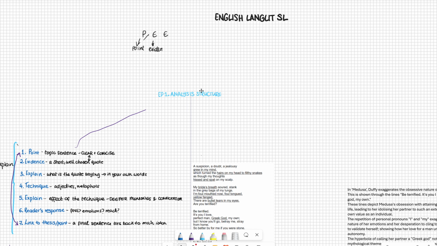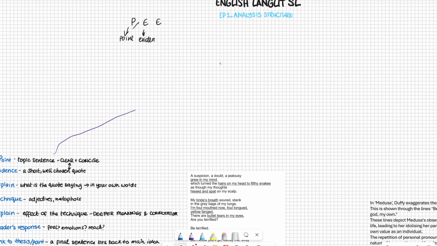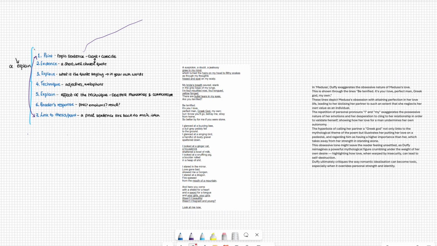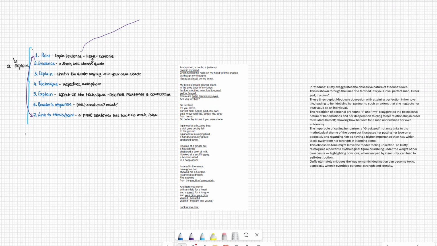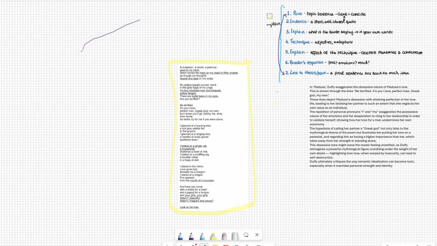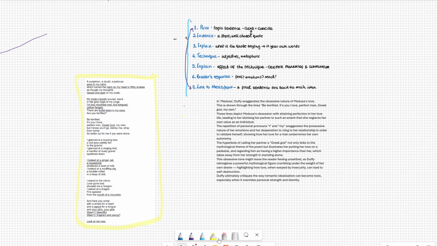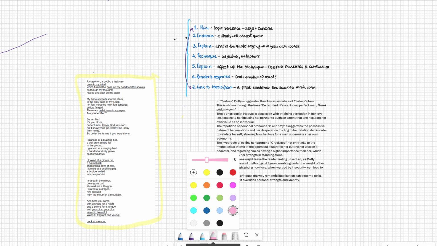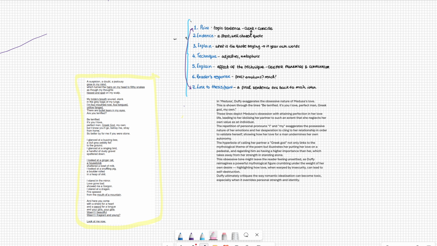So basically, we're going to identify this structure in an analysis paragraph that we've written about Medusa. If you haven't read this particular poem yet, feel free to pause the video and just give it a read so that you know what I'm talking about here. But for those of you who have already read it, we're just going to skip straight onto the paragraph, and we're going to identify where the author has used each of these points.